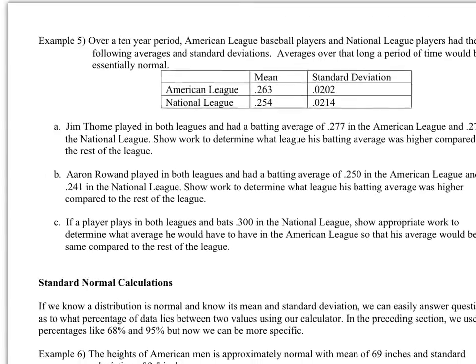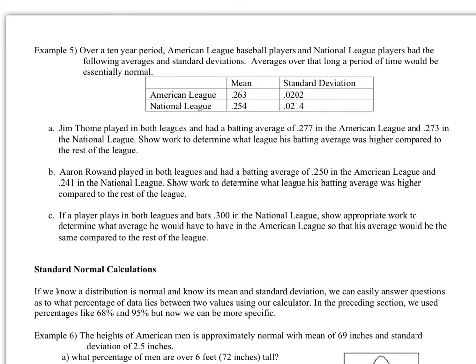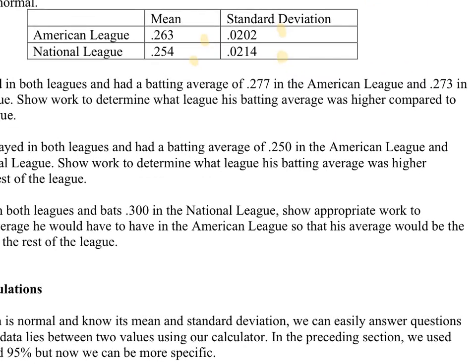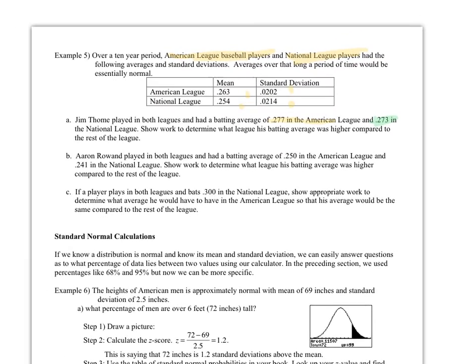All right. Let's look at a comparison of two baseball leagues. Let's compare the American League players versus National League players. What we have is there are two baseball leagues in the United States. We have their means and we have their standard deviations. Letter A says Jim Thome played in both leagues and had a batting average of .277 in the American League. Then he had a .273 in the National League.